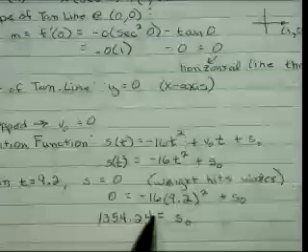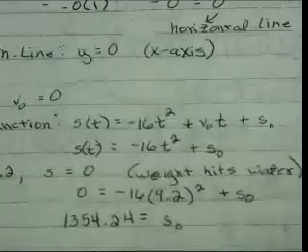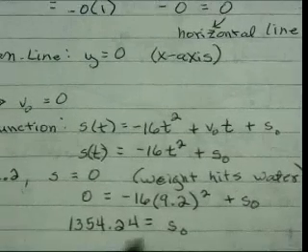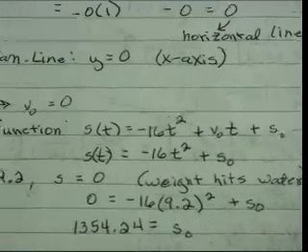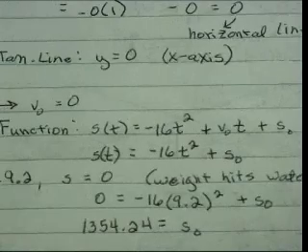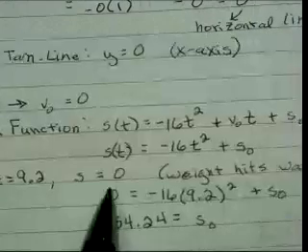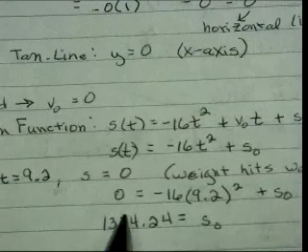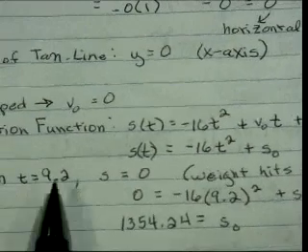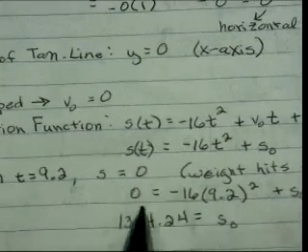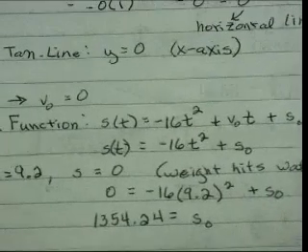Okay, look up at the paper and ask me a specific question. What is it that you don't understand? I punched that on the calculator. You made it 0 equals. Because when the weight hits the water, what is its height? 0. That's why I let S be 0. And it hit the water in 9.2 seconds. So I put 9.2 in the place of t and 0 in the place of the height and solved for the initial height. That was the answer to the question.